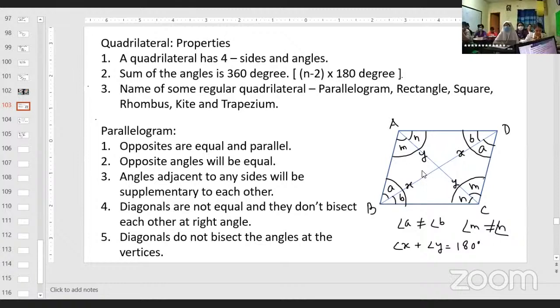But one thing is important, diagonals bisect each other, right? At O. So AO is equal to CO. I mean O is the midpoint of this diagonal as it is bisected, right? And BO is equal to DO, right? So O is also the midpoint of diagonal BD.